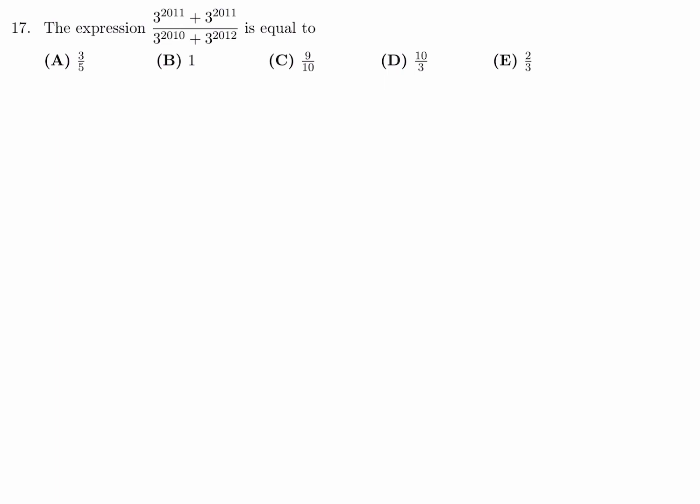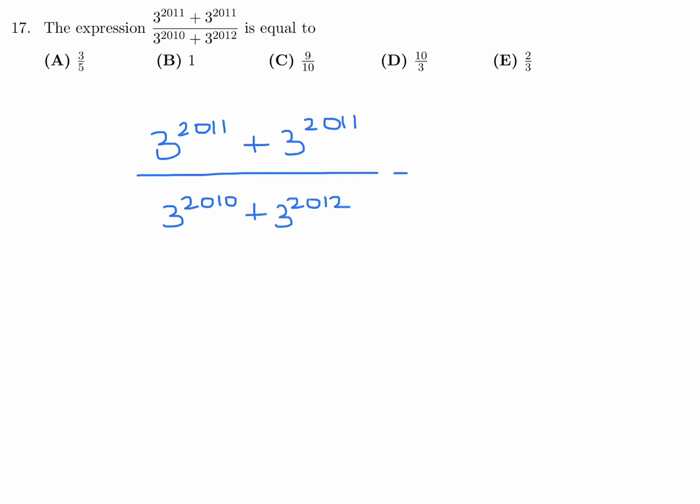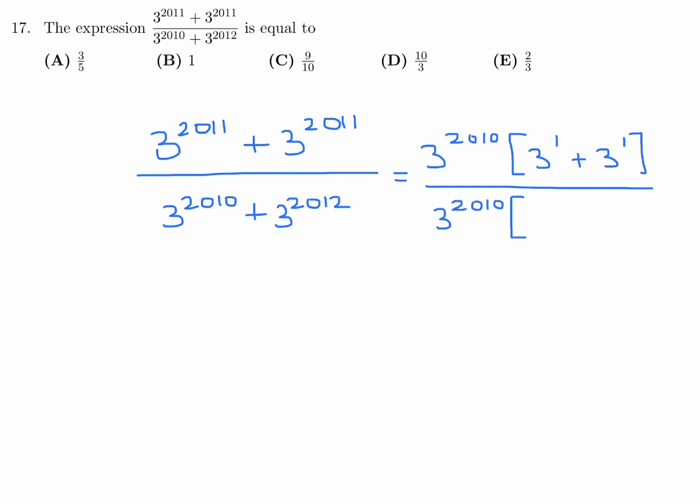The expression is equal to 3 to the power of 2011 plus 3 to the power of 2011, all over 3 to the power of 2010 plus 3 to the power of 2012. Okay, we have to factor. The largest factor that exists in every expression is 3 to the power of 2010. If I do that on the top, I get 3 to the power of 1 plus 3 to the power of 1. In the denominator, if I factor out a 3 to the 2010, I get 1 plus 3 to the power of 2.